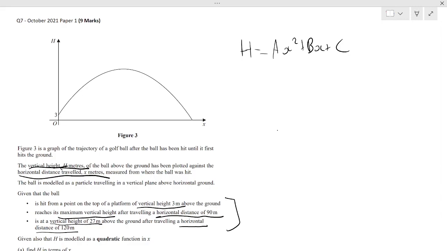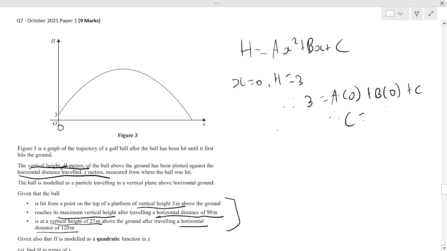Firstly, we are given it's hit from a point on top of a platform of vertical height 3 meters above the ground. So that's saying at the start, at this point here, and they've given it here, so h is 3 when x is 0, right? So when it hasn't moved at all, it's at a point of 3 above the ground. So in maths, x is 0, h is 3. Let's substitute that in. That's 3 equals a of 0 squared and b of 0, subbing x is 0, add c. Well, that goes to 0 and 0, so that means c has to be 3. So we can rewrite our model as h equals ax squared plus bx, and now we can add the 3 in. Cool.